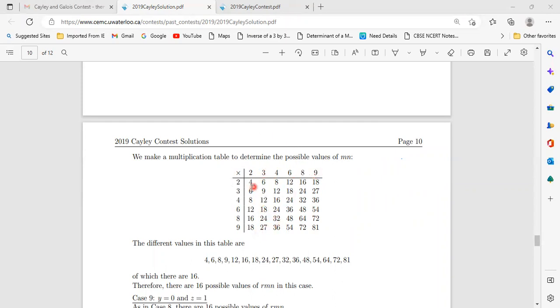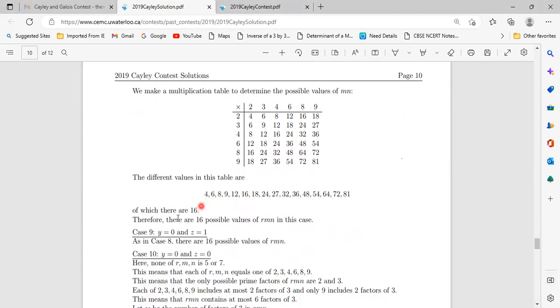So you got like 4, 6, 8, 12, 16, 18, 6. Again, you are getting some repeated values. You just ignore the repeated values and write the different values alone. So you're having like 16 terms. Therefore, there are 16 possible values of RMN in this case.